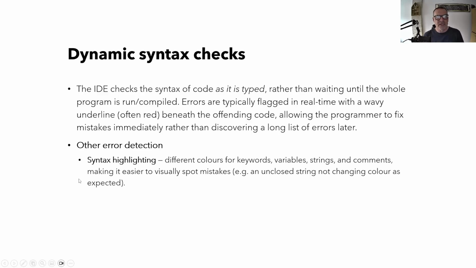You've also got syntax highlighting. So you can highlight different kinds of things in the code, like keywords, variables, and strings, and so on, so that the programmer can notice more easily when they've done something wrong. So for example, if you forget to close a string off with a quote, it wouldn't change color as you expected it to. So that can just flag to you that something's going wrong, and then you go, oh yeah, I forgot to put the quote in, and then it will change the color correctly.